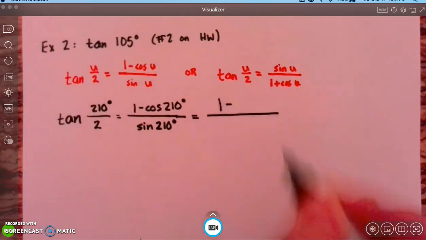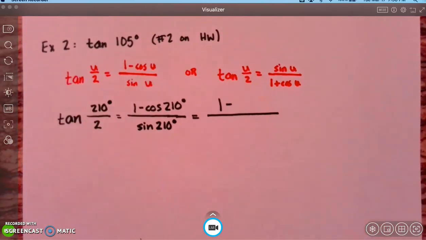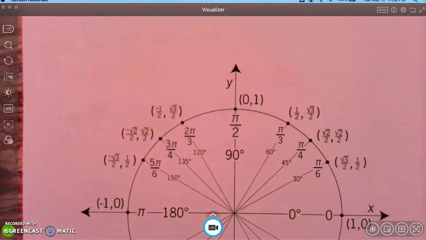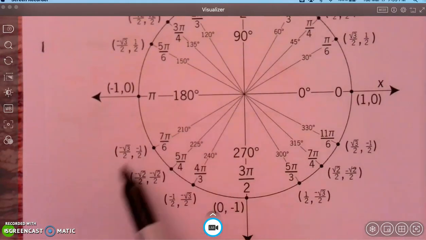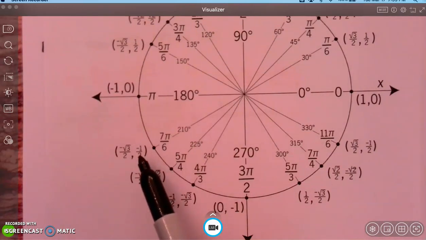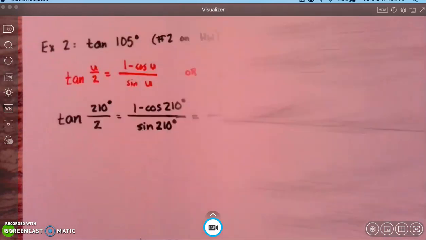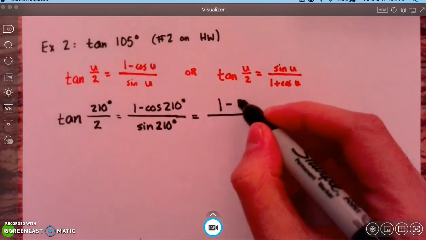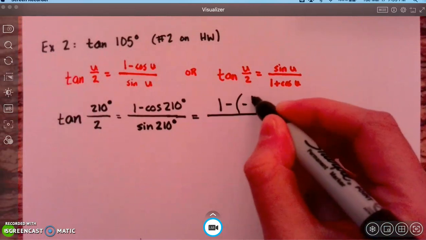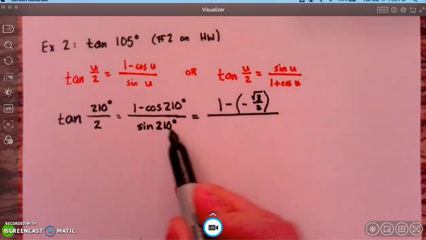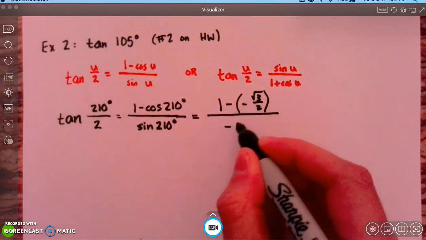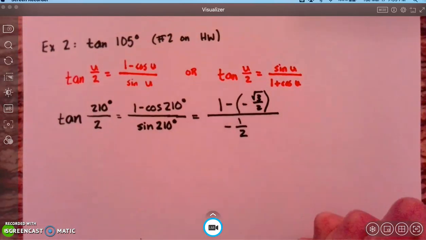So I have 1 minus, if we go to the unit circle, cosine of 210 degrees, oops, I'm sorry, you can't see that. Cosine of 210 degrees is negative radical 3 over 2, and sine, which we'll use in the denominator, is negative 1/2. So let's go ahead and plug in those values. So I have negative radical 3 over 2, and for sine of 210, we just saw that's negative 1/2.